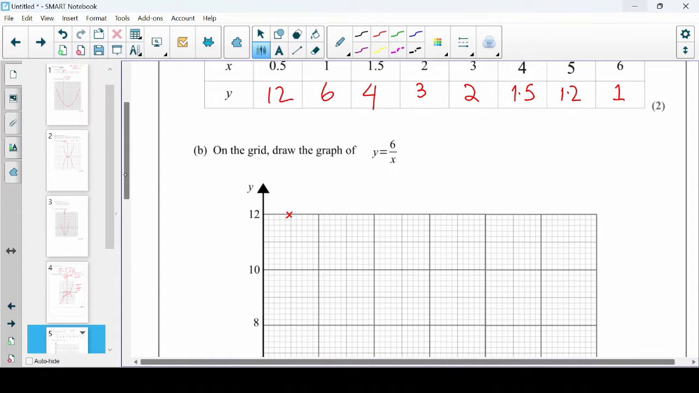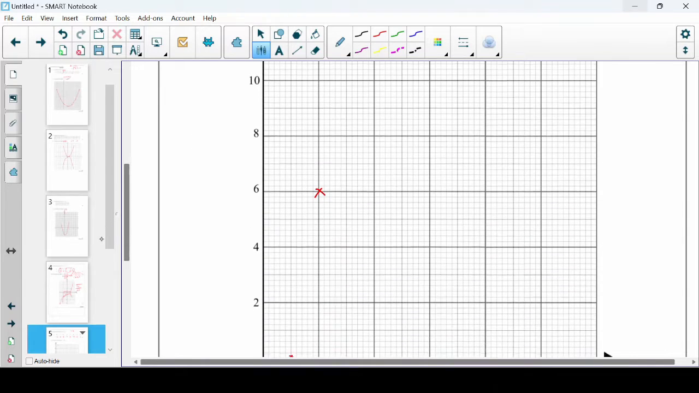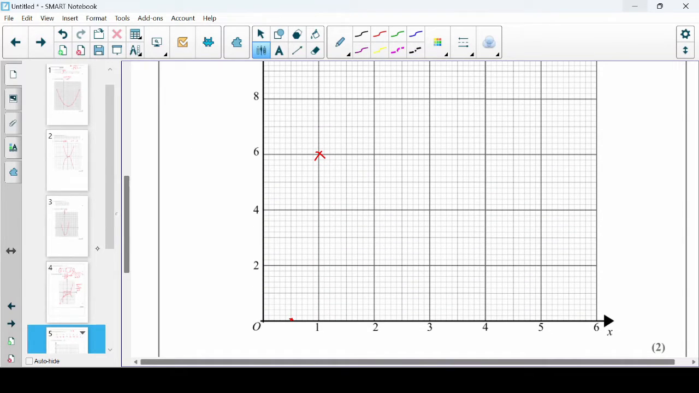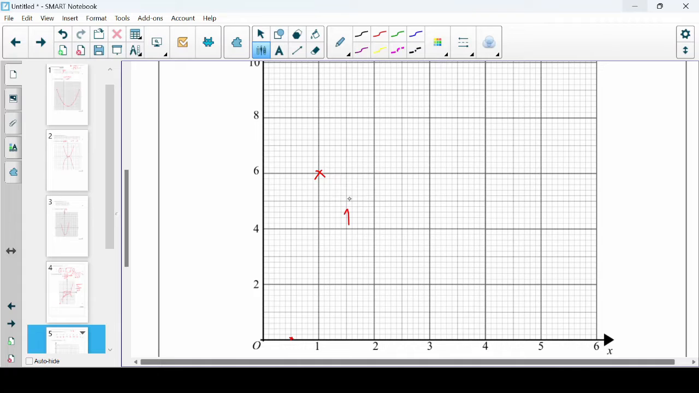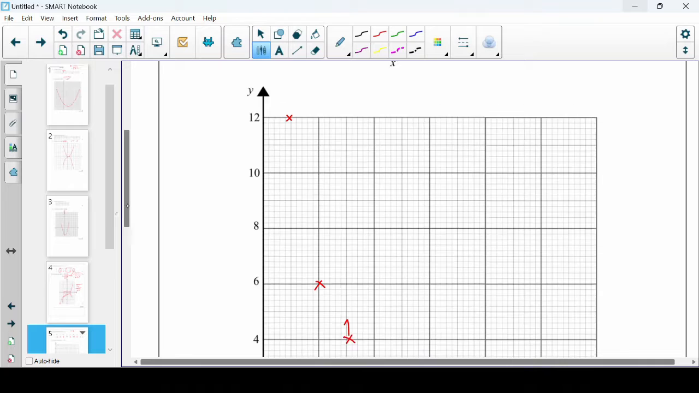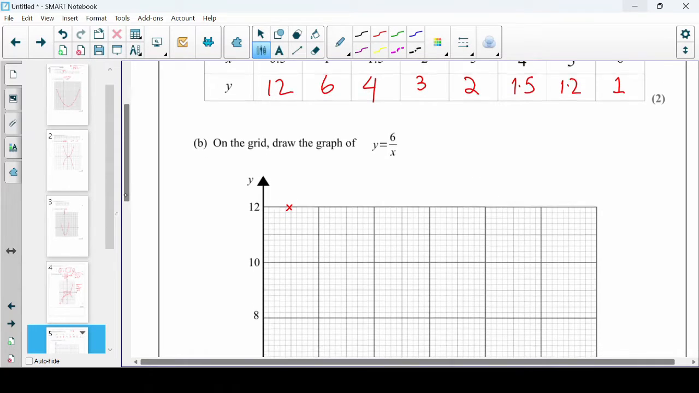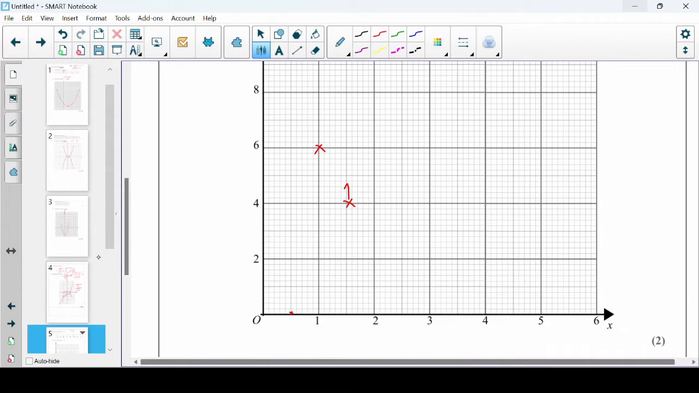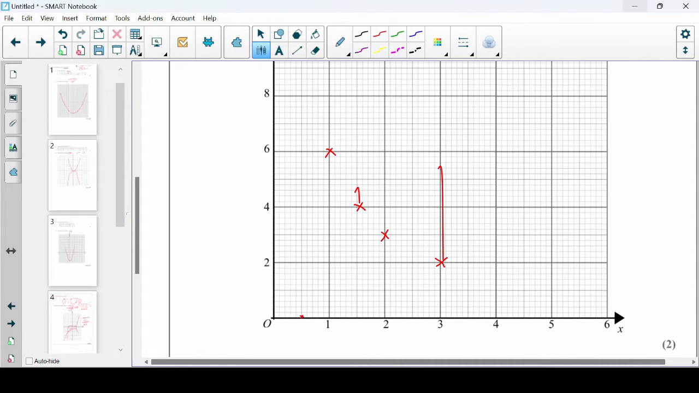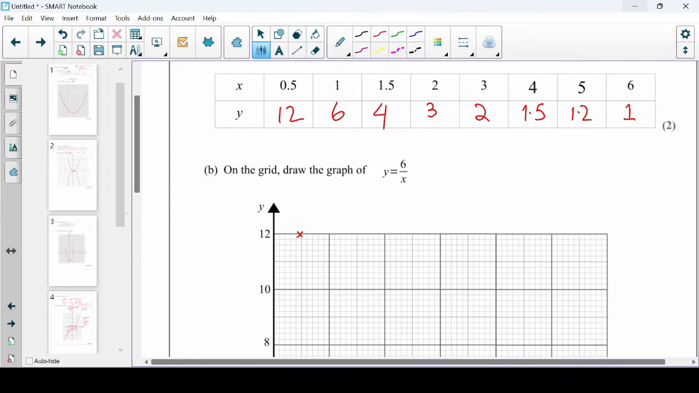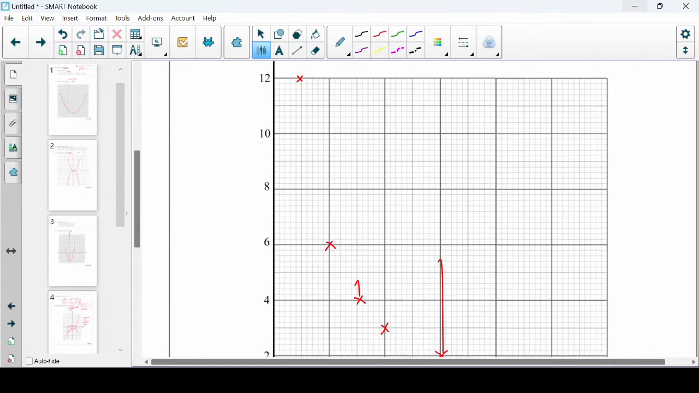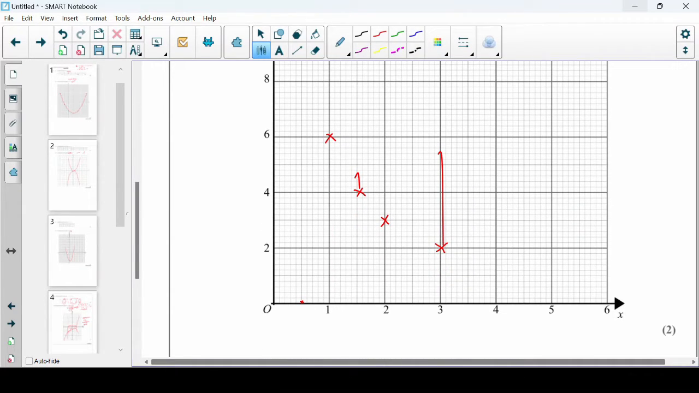And when x is 1.5, y is 4, at this place. And when x is 2, y is 3, here. And the next one is 4 on the x and 1.5 on the y, which should be here.